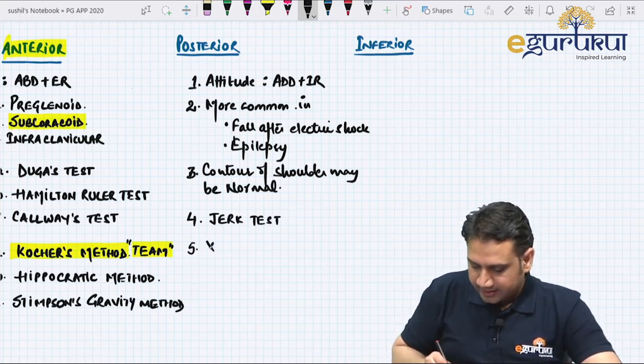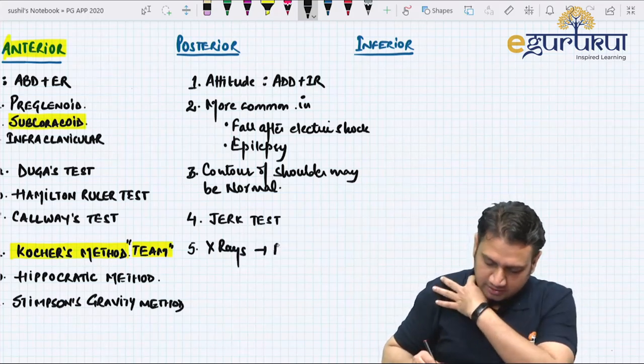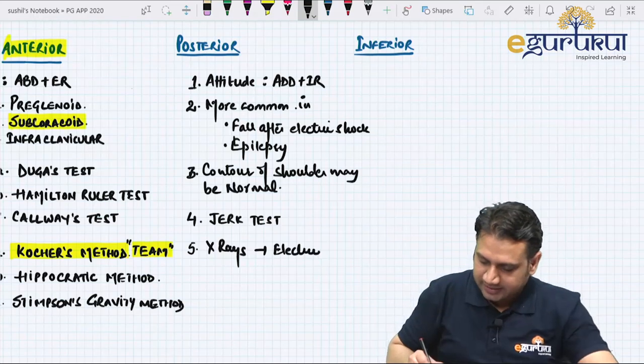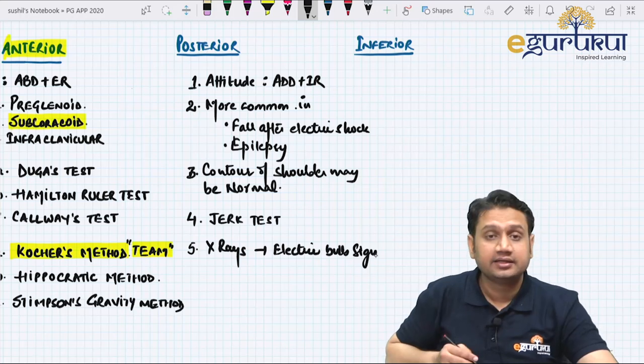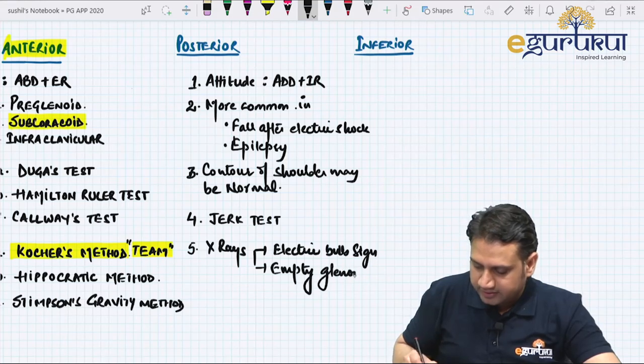Point number 5, X-rays show you 2 important features in posterior dislocation of the shoulder. One is known as the electric bulb sign, and the second is the empty glenoid sign. How they look, I'll just show you. Just note it down and I'll show you how they look, right?